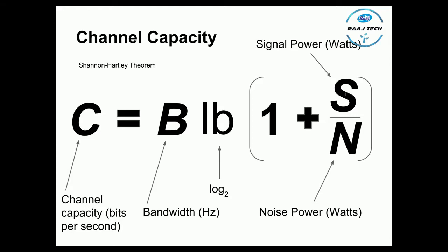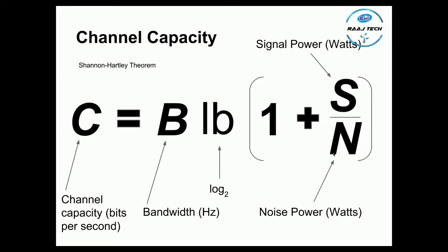But my signal and noise powers do play a role in this bandwidth calculation. For example, if I have an extremely high noise power, let's say I have 1,000 watts of noise power, but I only have 1 watt of signal power. This 1 plus 1 over 1,000 is still going to be close to 1, and the log of 1 is 0, which means my channel capacity is going to be 0. There's too much noise for me to transmit any data through that channel.